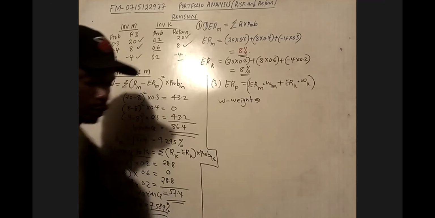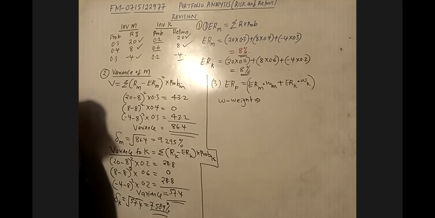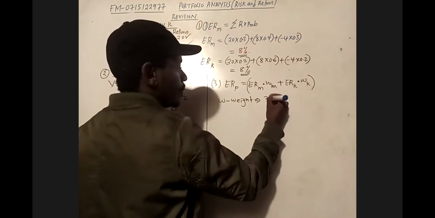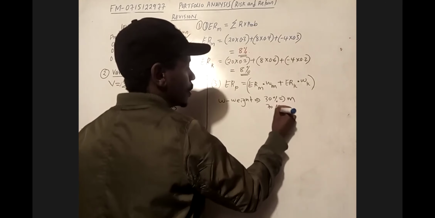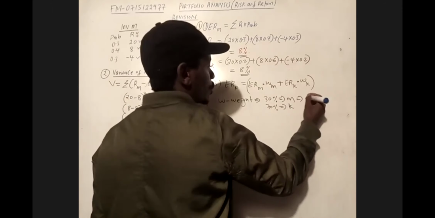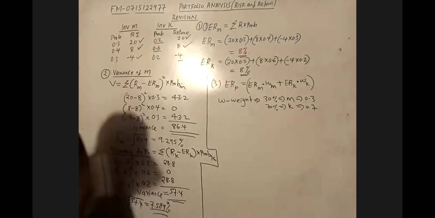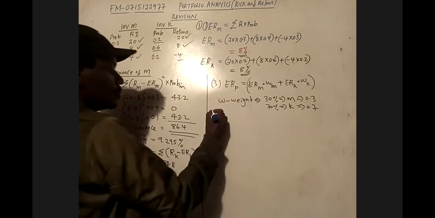And if you go to the question, let's go back to the question. If you read the question, compute the portfolio, assuming that 30% of the total weight is for M, and 70% is for K. So the weight is, in this case, 0.3 and 0.7. So let us compute now.